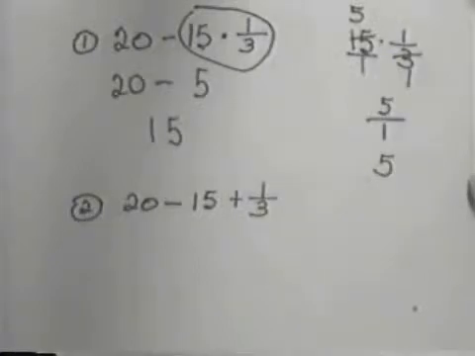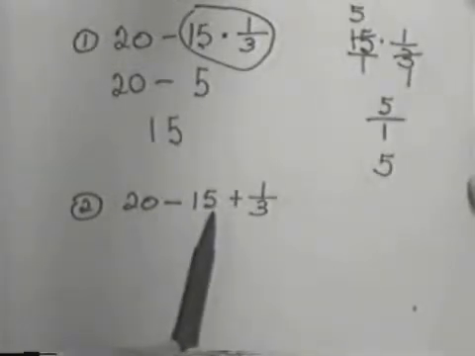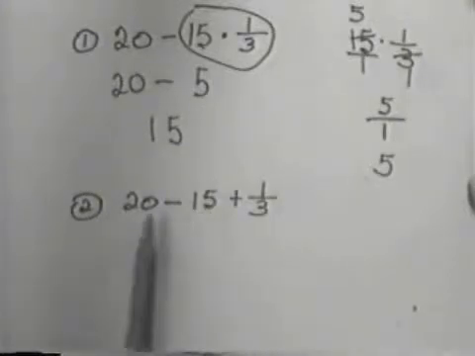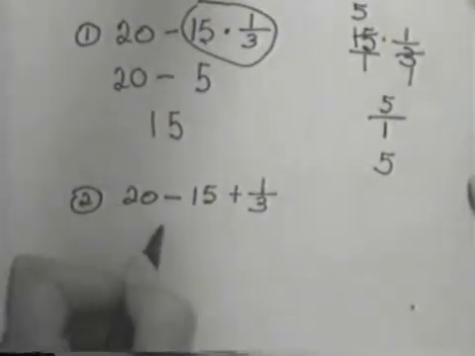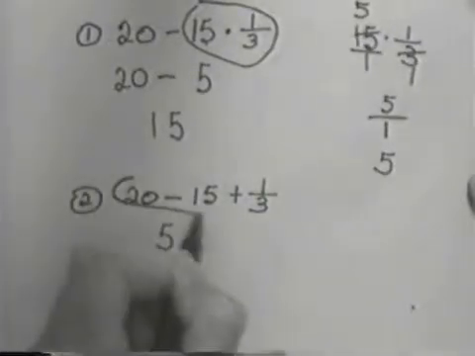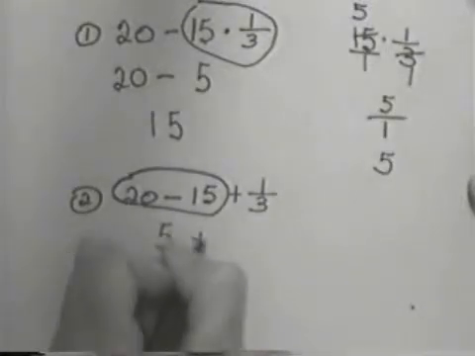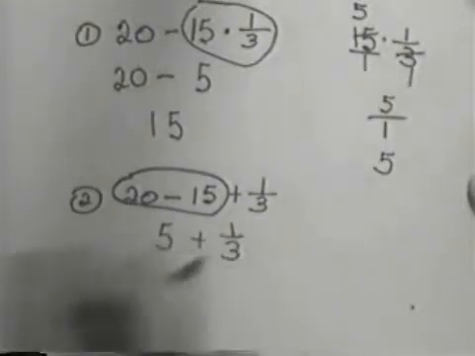Well, addition and subtraction are equal in dominance. In other words, you don't do one of the operations before you do the other. You just do them in the order that you come to them. So if we go from left to right, we would just do 20 subtract 15. And when we subtract 15 from 20, we're going to be left with a 5. So in other words, we're doing this step first. And then we have 5 plus 1/3.